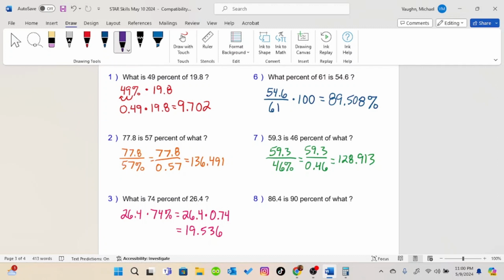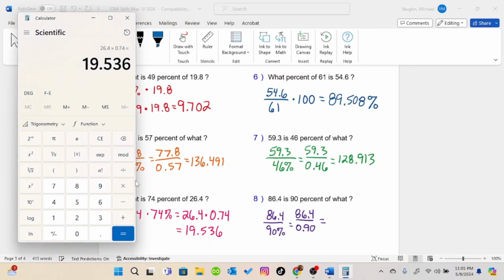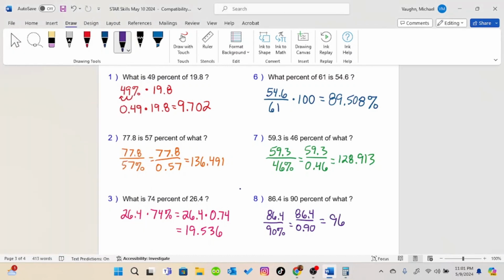Number 8. 86.4 is 90% of what? We need to take the 86.4 and divide it by the 90%. This becomes 86.4 divided by 0.90. And that turns out to be 96.